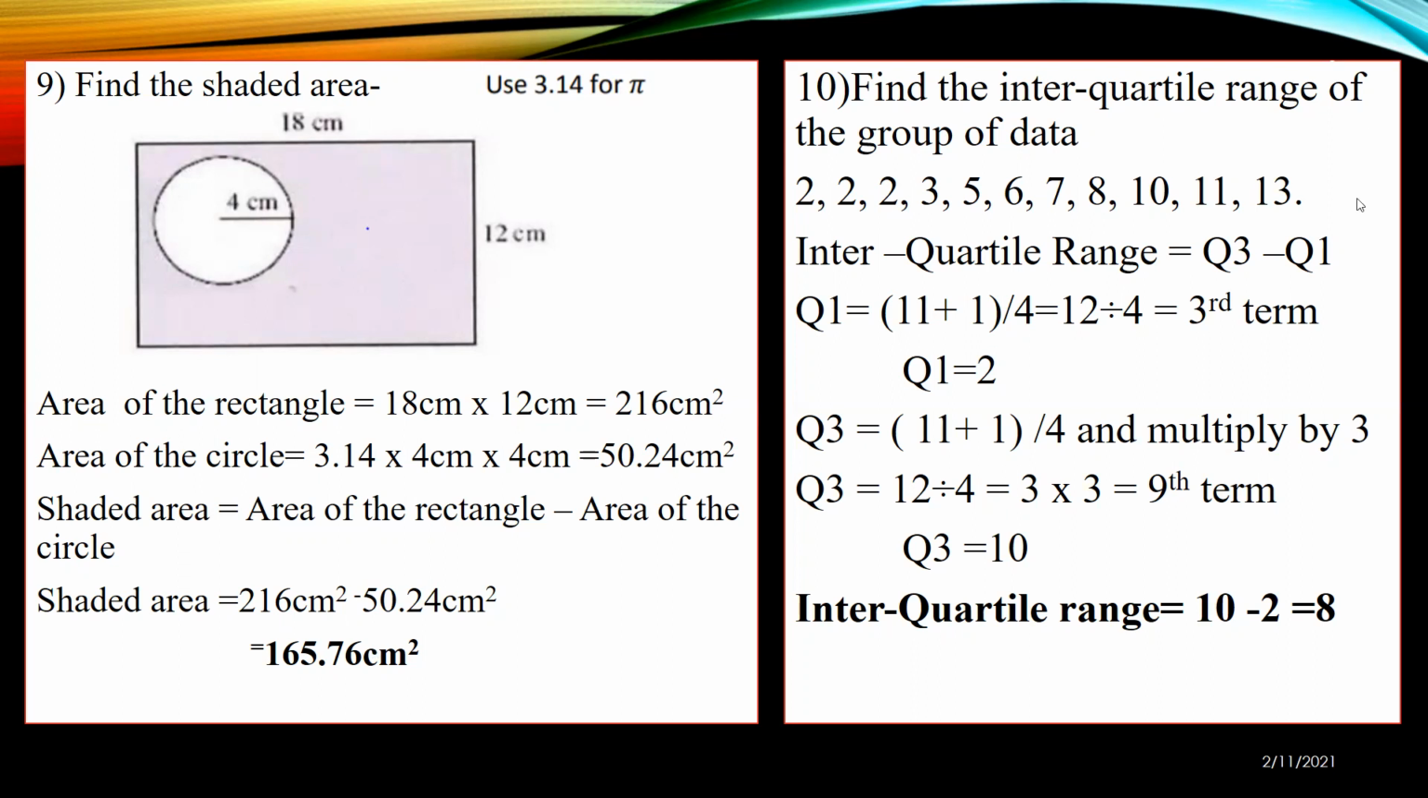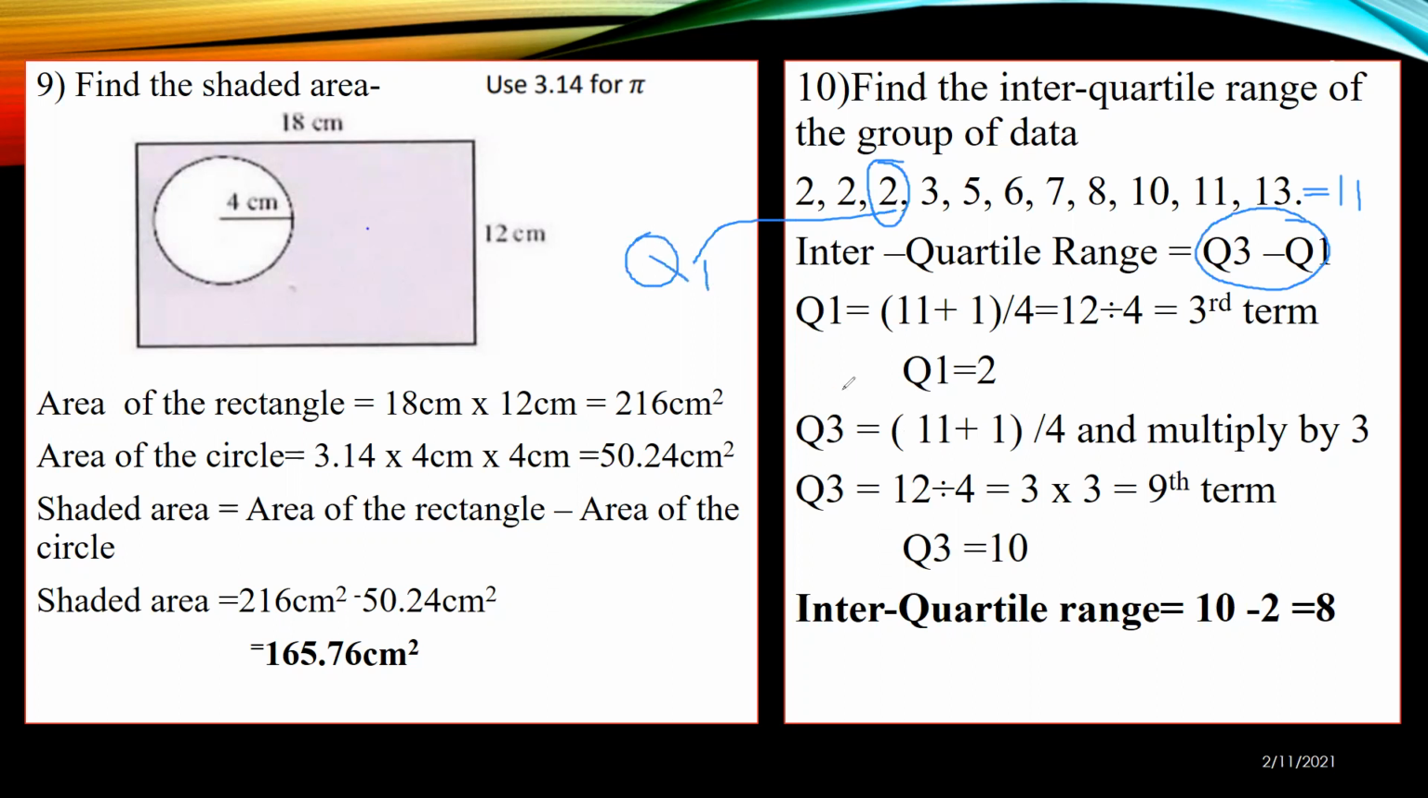The 10th question, find the interquartile range of the group of data. We know how do we find the interquartile range. To find the interquartile range, you can take Q3 minus Q1. So how do we find Q1? First, you have to find how many terms are here. In this, I have 11 terms. So to find Q1, 11 plus 1, it's 12. So 12, when you divide by 4, because I want to find Q1, I'll get the third term. So according to this set of data, my third term is 2. That means I'll get Q1 as 2.